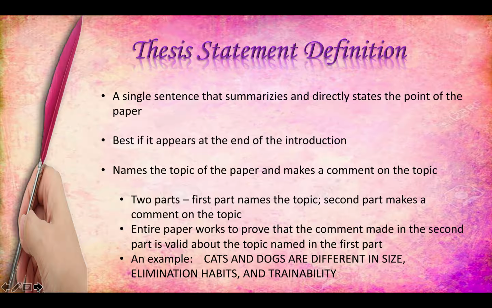For example, they would expect to see a section on how cats and dogs differ in terms of size, and they'd expect that section to discuss size and nothing else. So we see that the thesis statement indicates that the paper will work to prove that the comment made in the thesis statement, that there are differences in size, elimination, and trainability, is true about the topic, cats and dogs. It also tells readers that that's exactly what the paper will do and that that's all the paper will do.